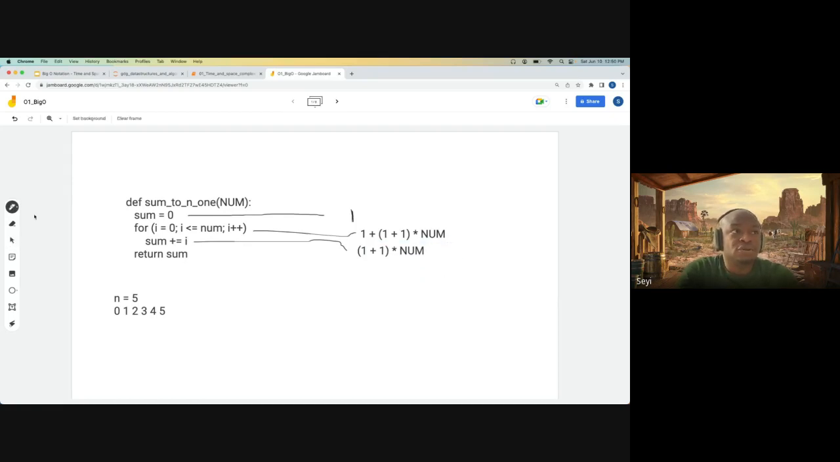And then when we come to return sum, we do this one time. So if we add up all this together, here, let me go back to the slide.